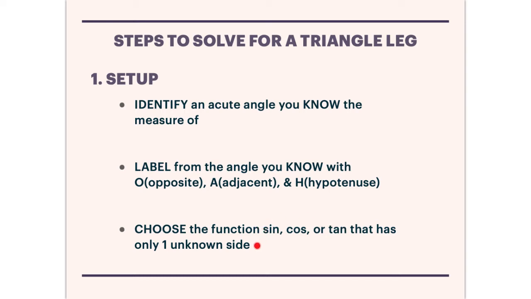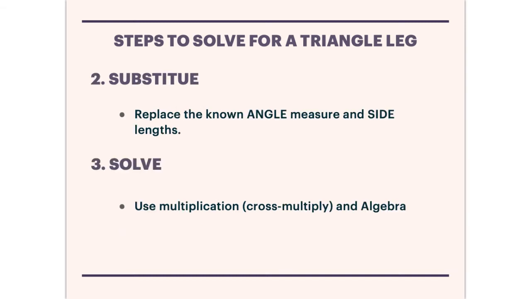When you choose that ratio, you want to make sure you only end up with one unknown in it. So if you chose the sine function and you didn't know opposite and you didn't know hypotenuse, it really wouldn't do you any good. You have to know at least one of the sides that you are using the trig function for. So our setup is just a little more complicated there. Then we substitute with the same substitution methods we've used all the time. Then we're going to cross multiply specifically, and use a little algebra to solve these.